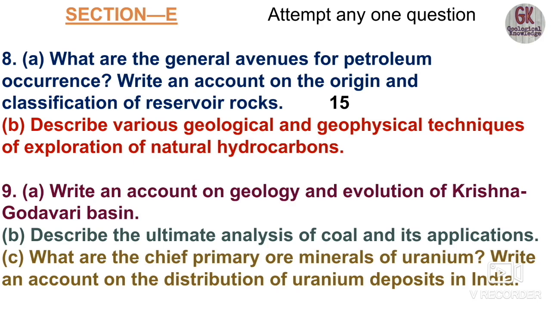Section E is question number 8A. What are the general avenues for petroleum occurrences? That is, general avenues for the occurrence of petroleum reserves, and write an account of the origin and classification of reservoir rocks, that is, how the origin of reservoirs takes place and their classification also.